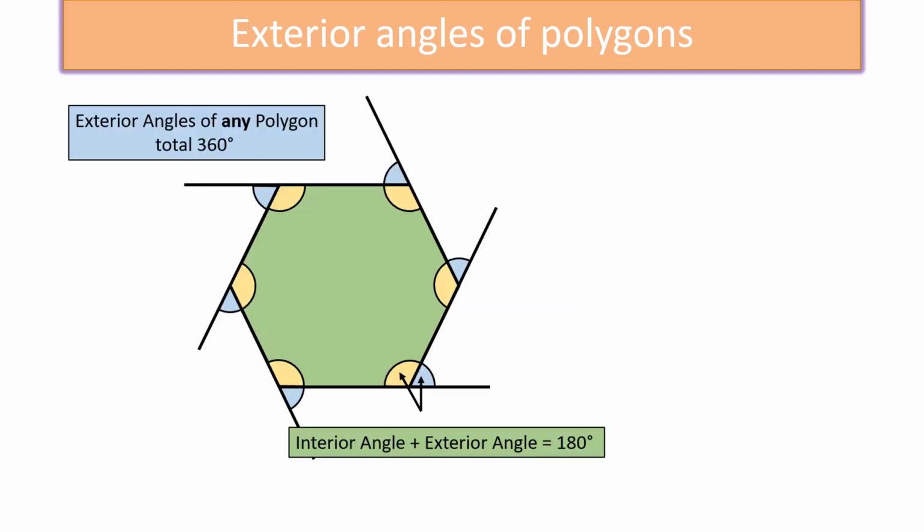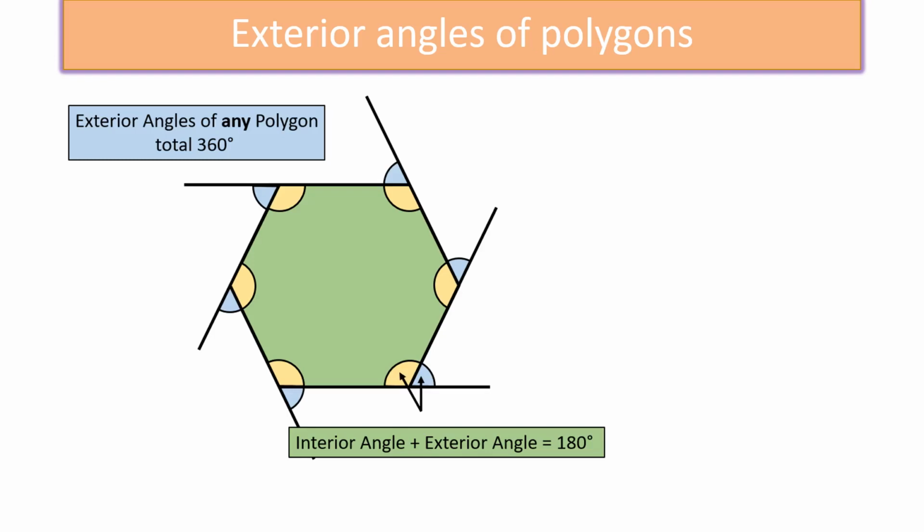Now, in this diagram, I've got again all the exterior angles marked in blue, but I also have the interior angles marked in yellow. As you can see, the interior angle and the exterior angle are on the same straight line. Therefore, the sum of those two angles must be 180 degrees. So that's another fact involving exterior angles. You must know that when you add an interior angle and an exterior angle of any polygon, whether it's a regular or irregular one, you need to get 180 degrees.